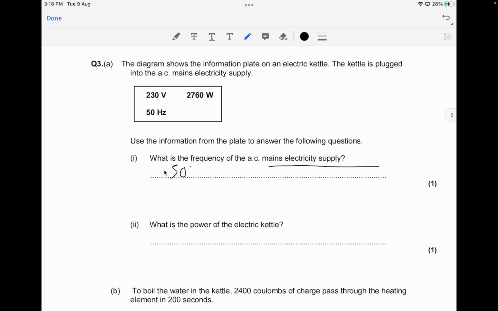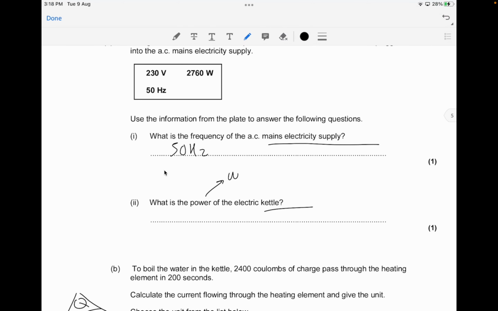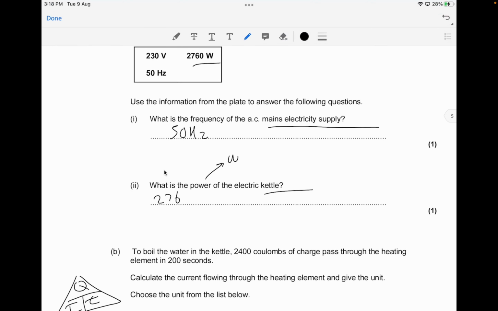And the next question states, what's the power of the electric kettle? Since we know that power is in watts, we're going to say that's about 2,760 watts. So that's something that you should know when dealing with this, all right?